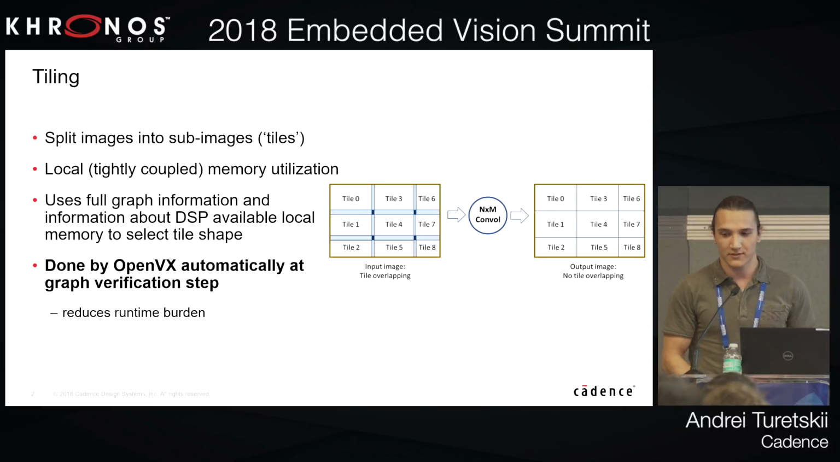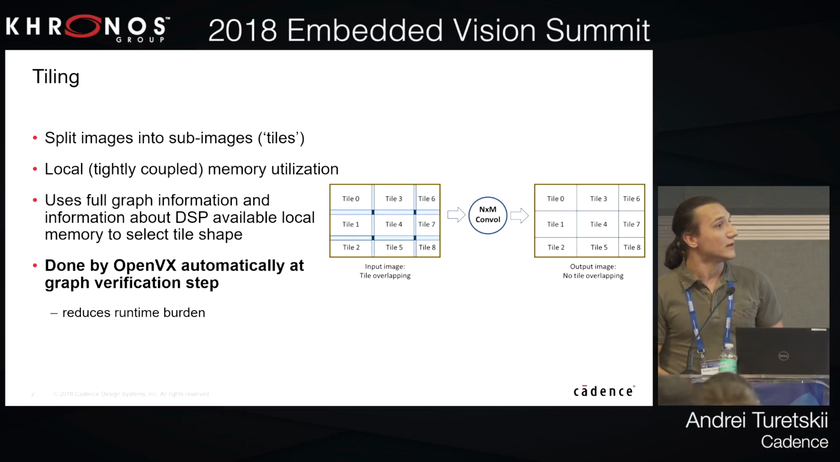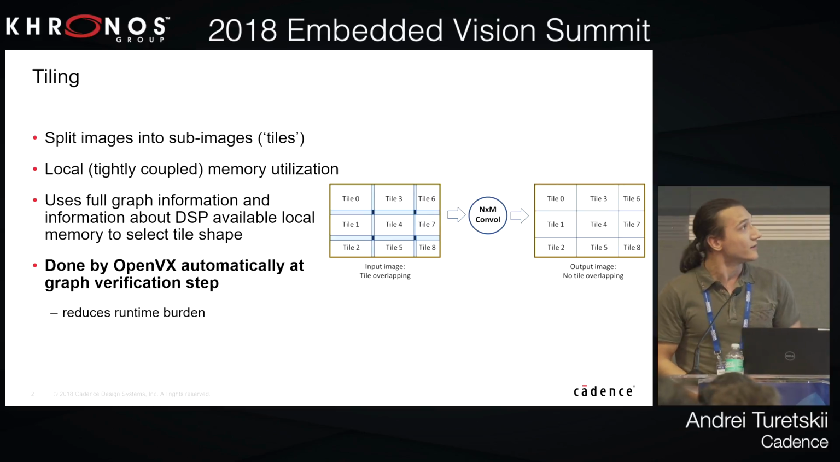Since this memory is small, while executing an OpenVX graph, we can't just put the whole images there. What we can do is split images into a set of sub-images called tiles, which will fit local memory, and we can run the graph per tile.